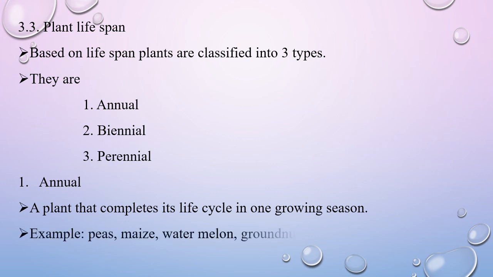Examples for the annuals are peas, maize, watermelon, groundnut, sunflower, rice and so on. So there are more examples we can give for annuals. These annuals are also known as the therophytes or ephemerals. So it will be completing its life cycle within one growing season.